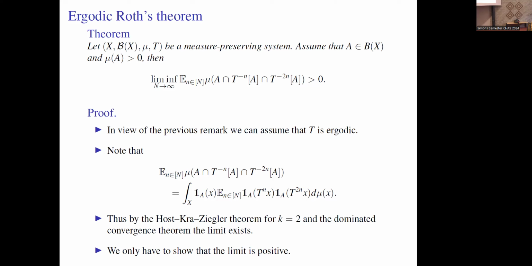And now this has positive measure. From this result, we know that this limit inf is positive. Therefore, in particular, this implies that for infinitely many integers, the integrand, this guy here, is also positive.